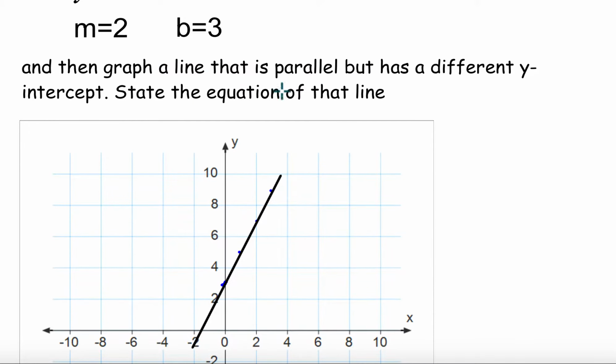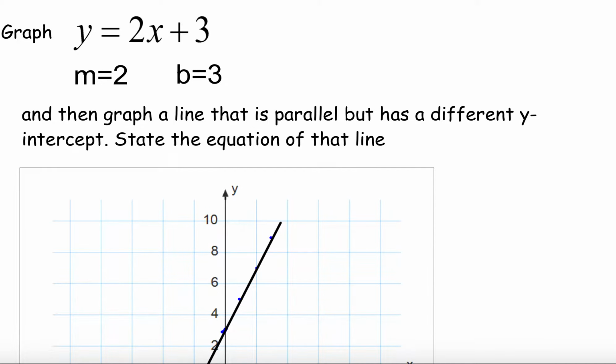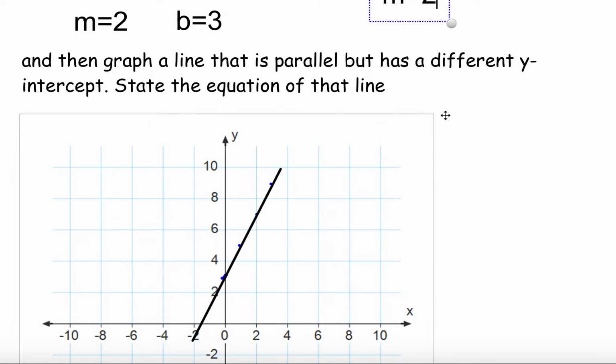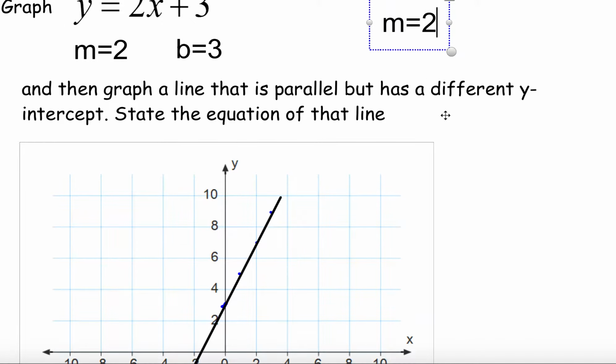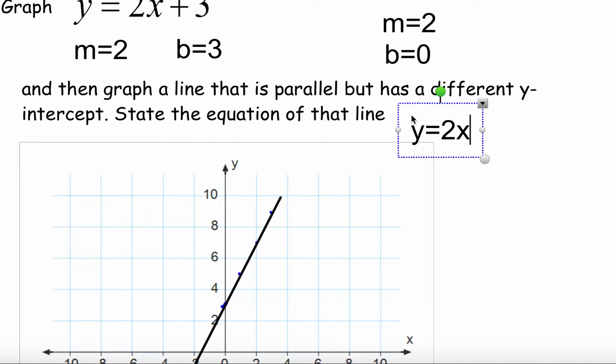Now it says create a parallel line that has a different y-intercept. Well, really, that line could be kind of anything. The parallel line means that our slope is going to be 2. You can actually pick any y-intercept you want. So if I have a slope of 2, let's choose a y-intercept of 0, because that's actually a pretty tough equation sometimes. People struggle with it. But really, it's just y equals 2x plus 0, or y equals 2x.